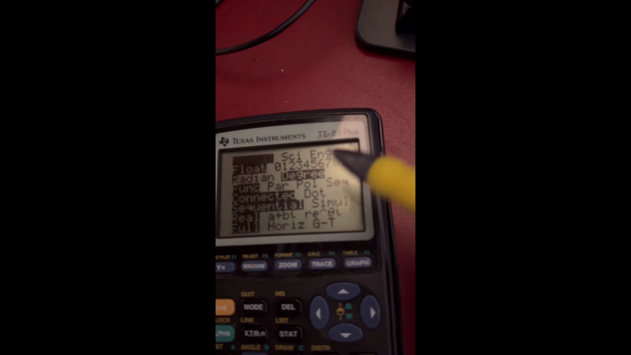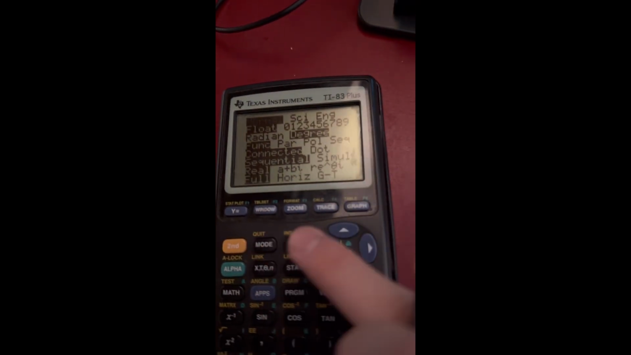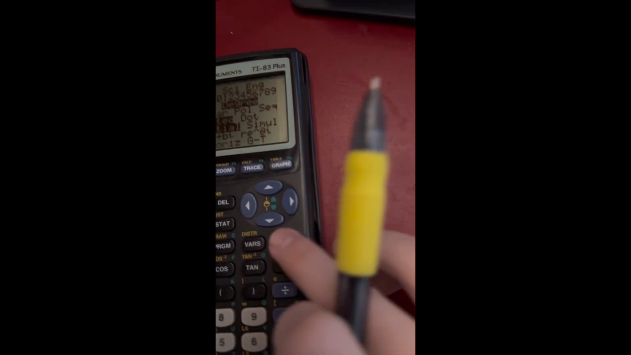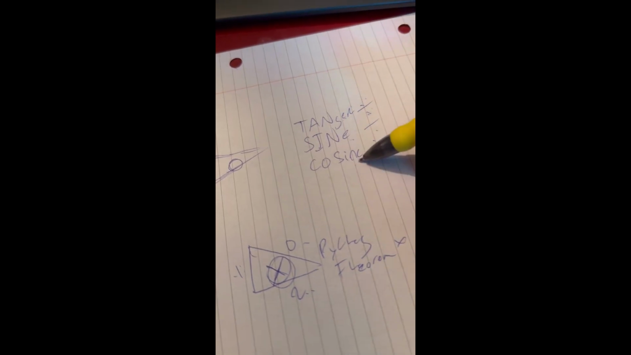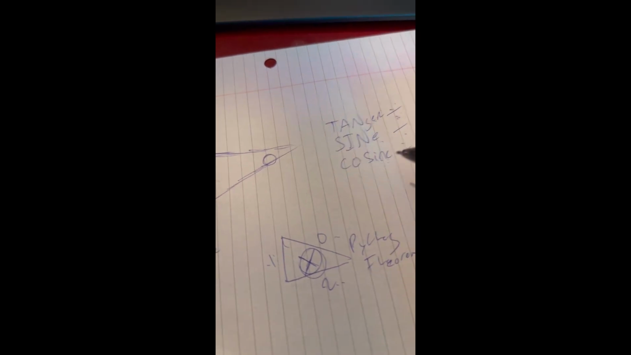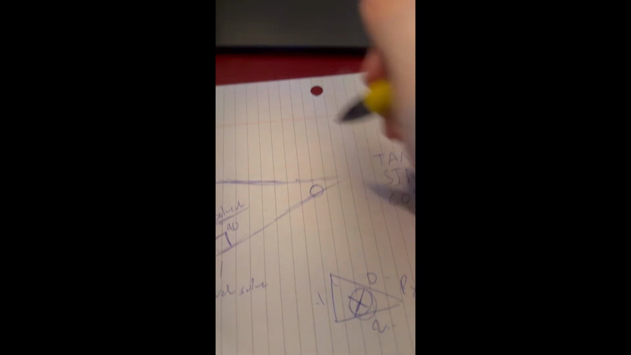And make sure that your mode right here is on... Hold up, let me make sure to turn my calculator on. Make sure that your mode is on degree and not radian before you do this lesson. But otherwise, you will not get the correct measurements, and you will not get it right. Now, we're going to learn how to identify your tangent, your sine, and your cosine, and how it's going to work. And with that, you're going to go ahead and write this down.